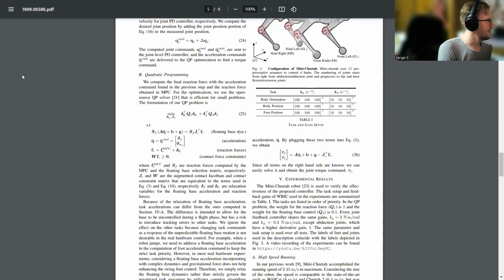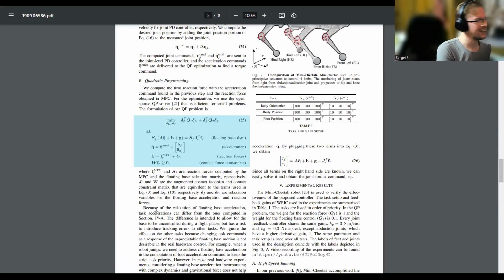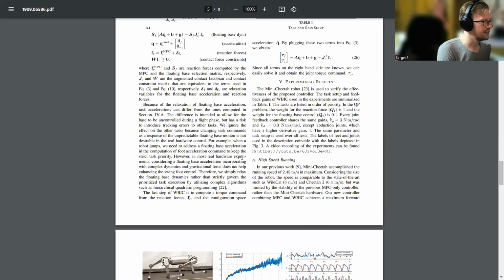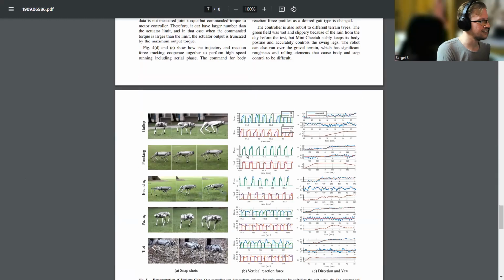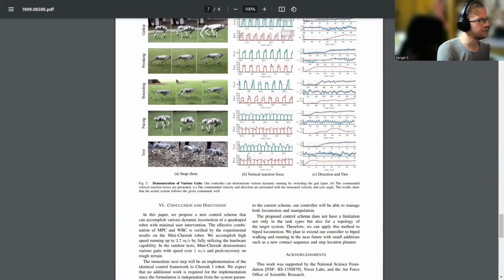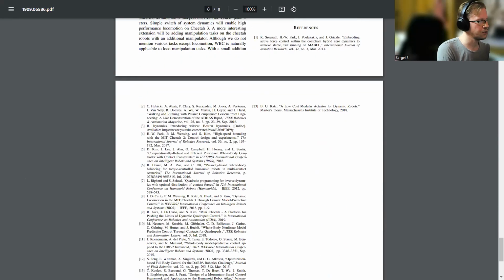Okay, and then finally, here's whole body control, right? It should just look familiar. That is what we discussed last. And this is what we discussed in how we compute our tau, okay? All right. And that's it. The rest is the results on running on the cheetah robot.